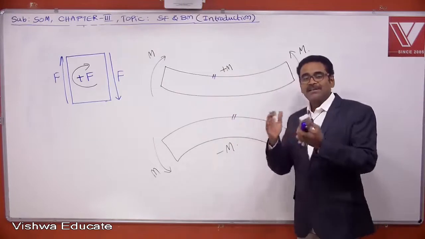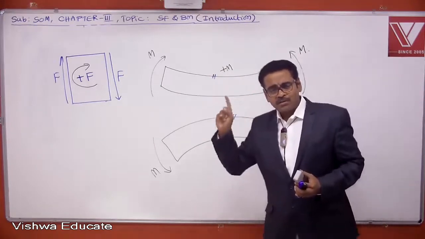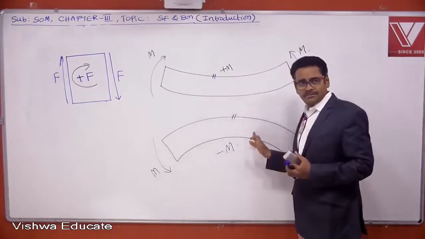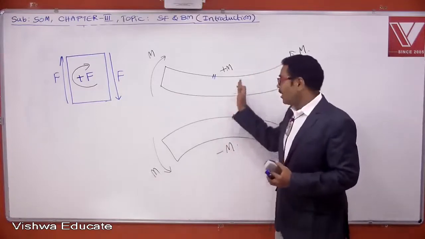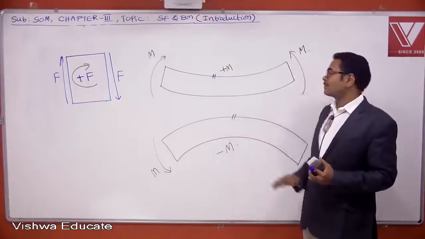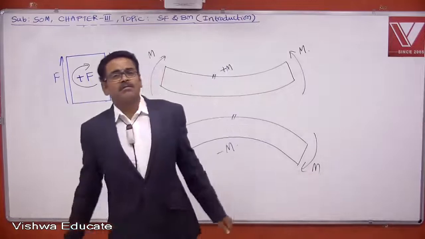Sagging means contraction. Hogging means expansion. If the topmost layer of the beam expands, it is hogging moment. If the topmost layer contracts, that is sagging moment. All sagging moments are positive, all hogging moments are negative. Like this, we define positive bending moment and negative bending moment.